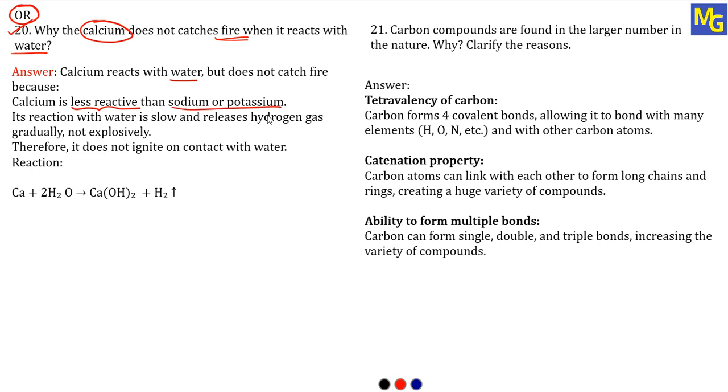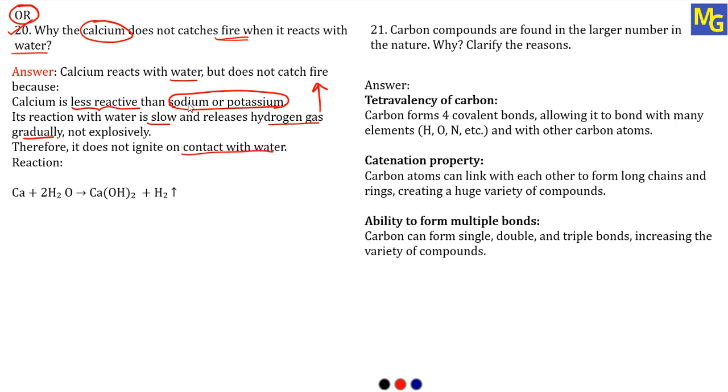If you see the reactivity series or the electrochemical series, sodium and potassium are on the top because these are highly reactive. You cannot keep these two metals open in the air because they have a property to react with air or water. But the calcium reaction with the water is very slow, and during that reaction it releases hydrogen gas, but it does not release it explosively, it releases gradually. Therefore it does not ignite on contact with the water.